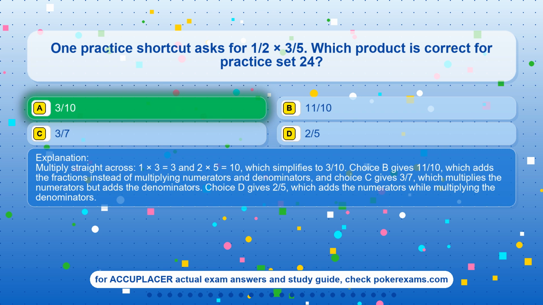Multiply straight across. 1 times 3 equals 3 and 2 times 5 equals 10, which simplifies to 3/10. Choice B gives 11/10, which adds the fractions instead of multiplying numerators and denominators, and choice C gives 3/7, which multiplies the numerators but adds the denominators. Choice D gives 2/5, which adds the numerators while multiplying the denominators.